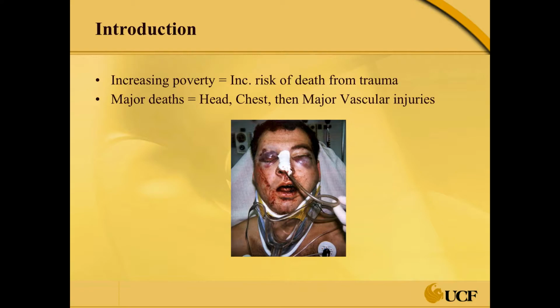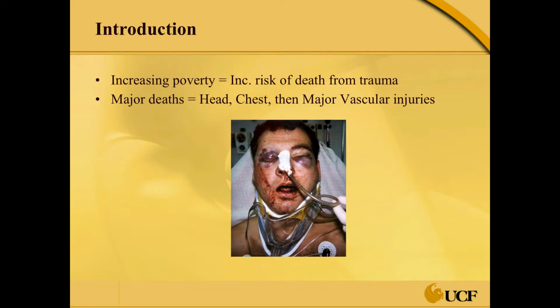Now, the major deaths that occur from trauma, in order, are going to be traumas related to, first and foremost, the head. Remember that the cranium is a closed vault with basically three things in there: brain tissue, blood flow and blood vessels, and cerebrospinal fluid.